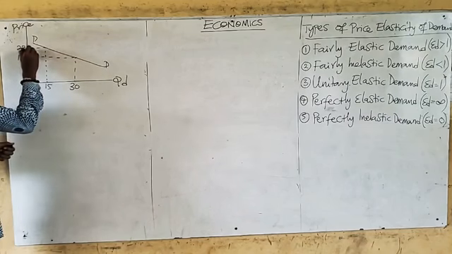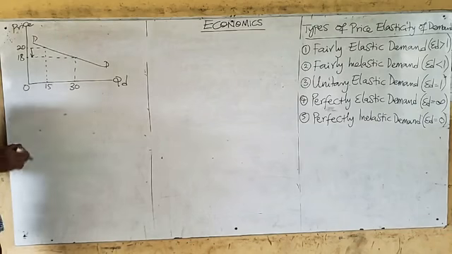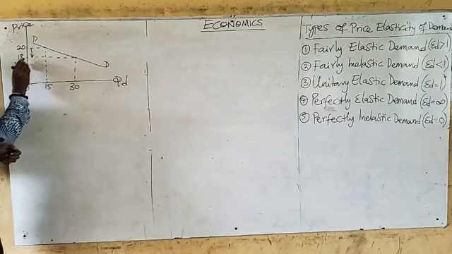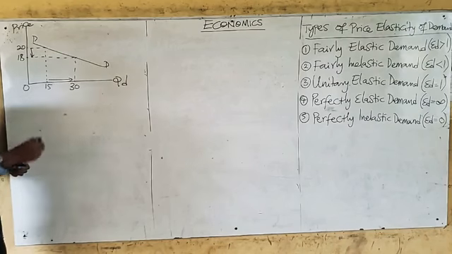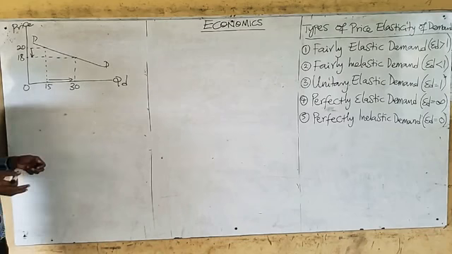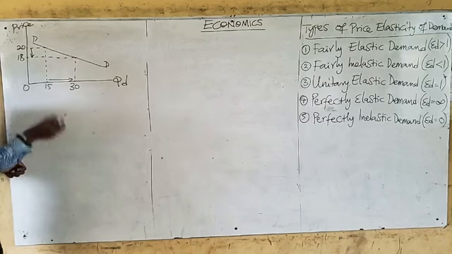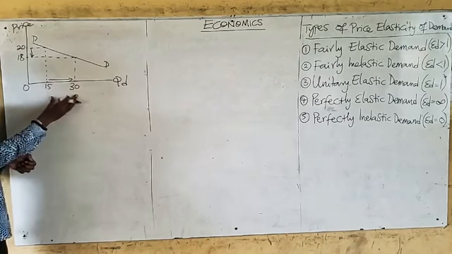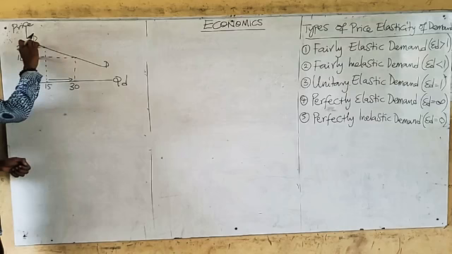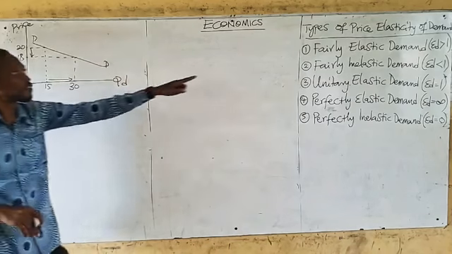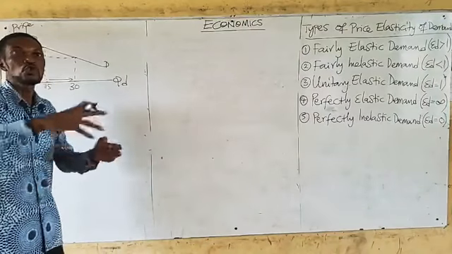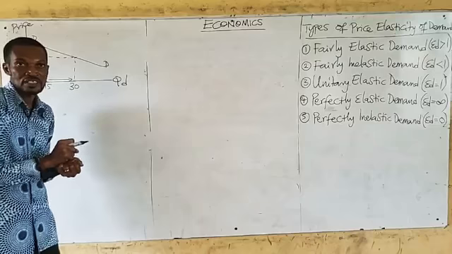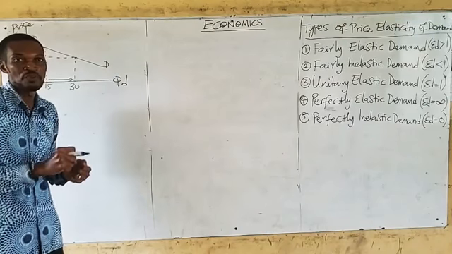So, let's say that the direction is like this. The price decreased from 20 to 18, causing the quantity to increase from 15 to 30. You are asked to calculate the price elasticity of demand. Let's see if it will confirm that the percentage change in quantity demanded will be greater than the percentage change in price. Because we said that for fairly elastic demand, the percentage change in quantity demanded should be greater than the percentage change in price. If that happens, then the demand will be fairly elastic.